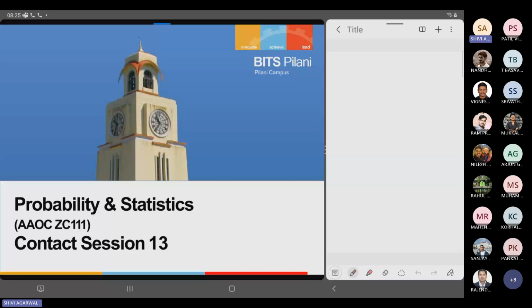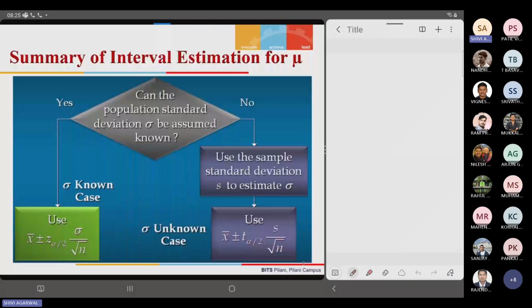The first part of the interval estimation we have done. You can see this graph, or this flow chart. Firstly, we are checking whether the population standard deviation sigma is known or not known. In that case we have done, yes, we know the standard deviation sigma. So we can use the interval estimation x bar plus minus z alpha by 2 sigma upon root n. In the last class we have done this part.